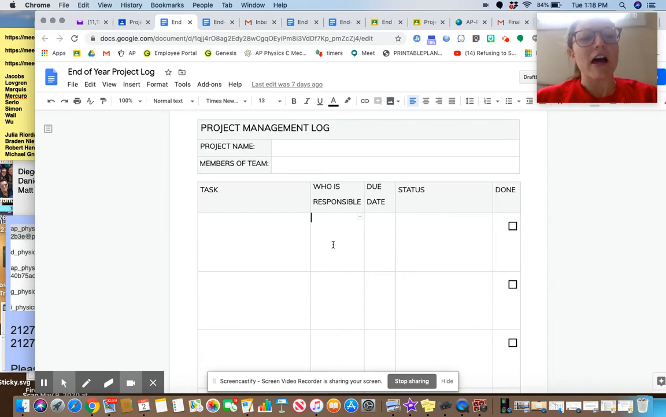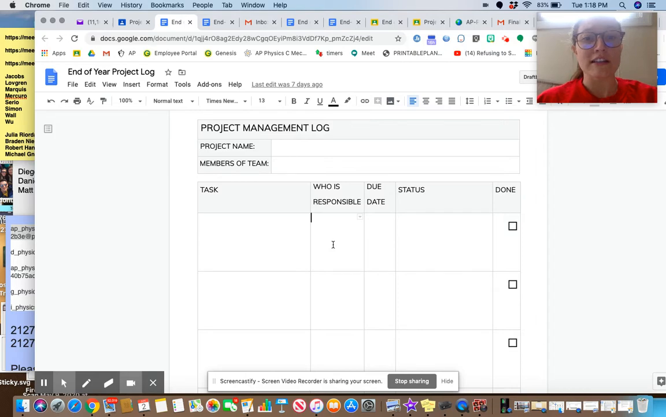Speaking about timelines, technically the end of the marking period, the last day of school, is June 12th. So that's when the project's due, June 12th. If you're a senior, your laptop will be collected on Monday, June 8th. If you're a junior, your laptop will be collected on Tuesday, June 9th.